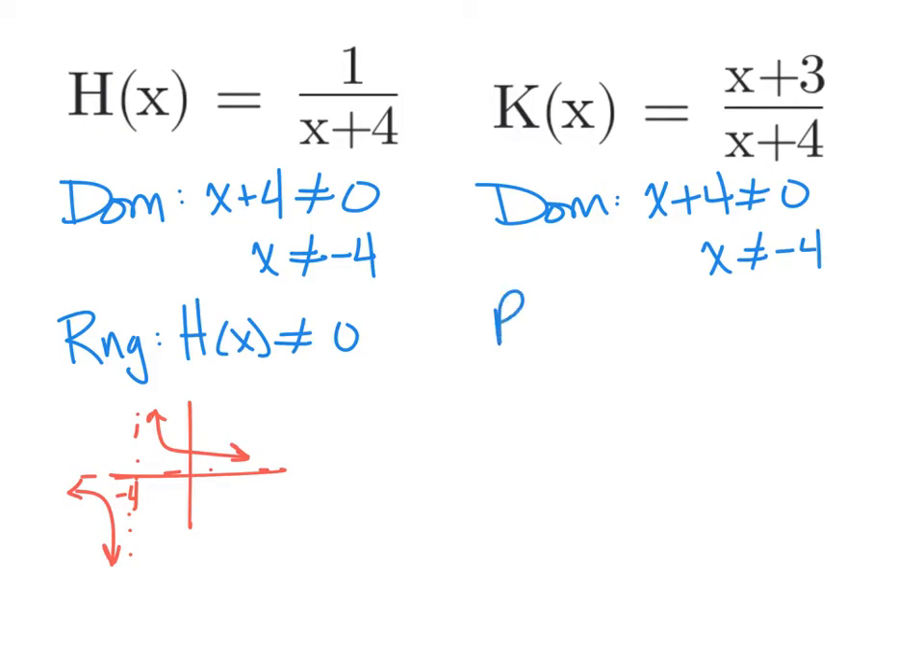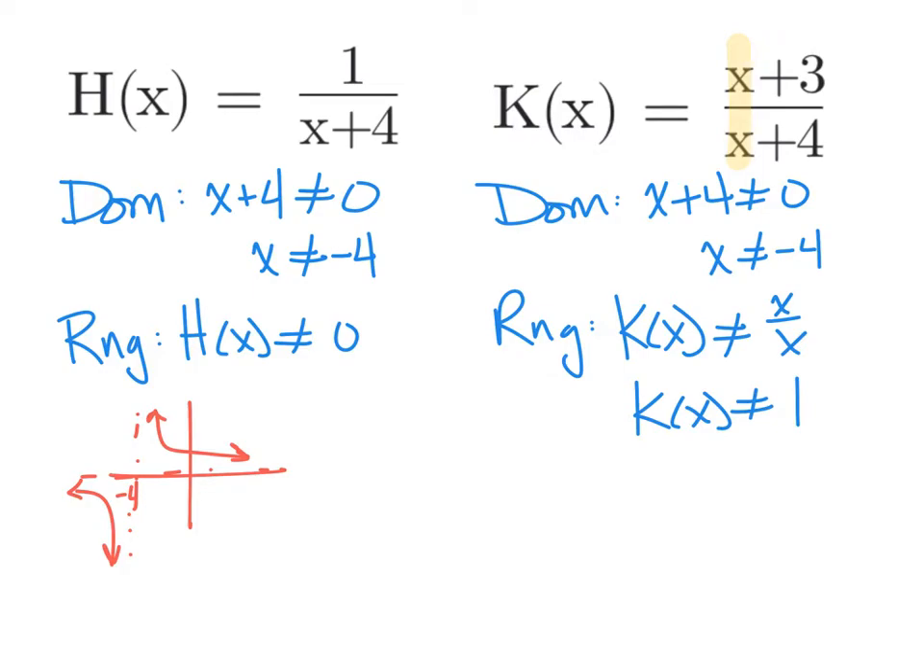Now, when it comes to the range, this is still a rational function. We're still going to have some horizontal asymptote. And I don't know if you remember this from pre-calculus, but to find out what that horizontal asymptote is going to be, you just look at leading coefficients. Right? When they are the same, x over x, we just simplify that. So our range is going to be k of x cannot equal x over x, which is 1. So when we're dealing with rational functions, it's our denominator that's going to give us our domain, and it's the leading coefficients that's going to help us identify the range.